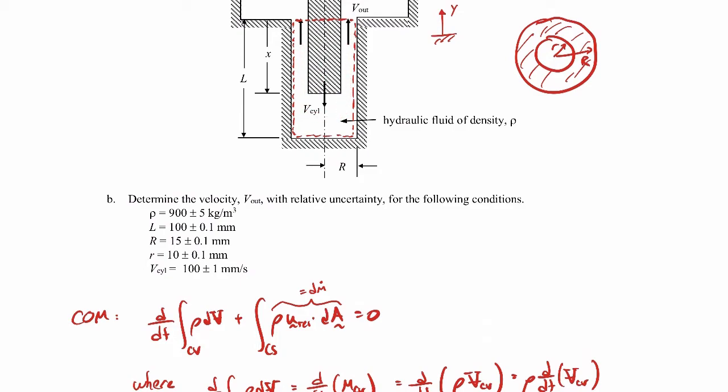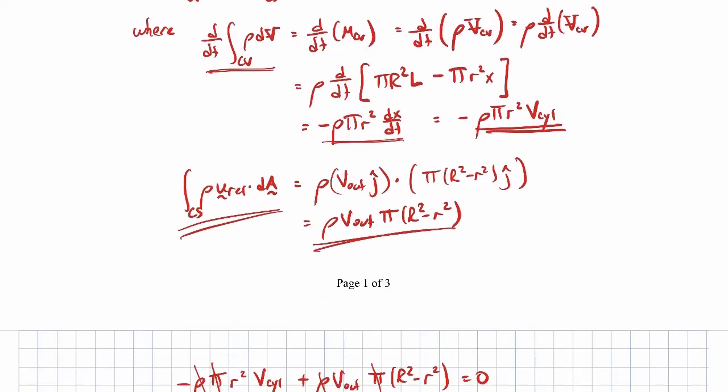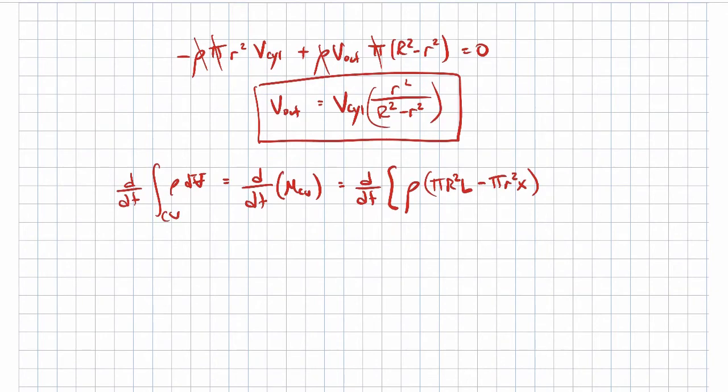And then inside this control volume, I also have the mass of the cylinder itself. So I have to include that in there. So I'll add in the density of the cylinder times its volume, which is pi little r squared times x. So that is now my new mass inside the control volume using my new control volume.